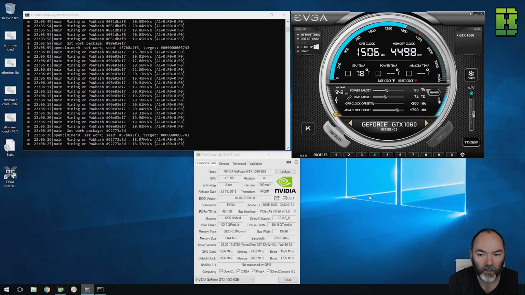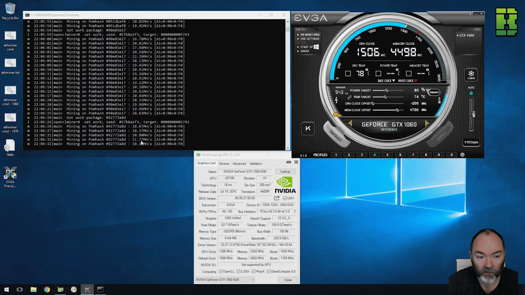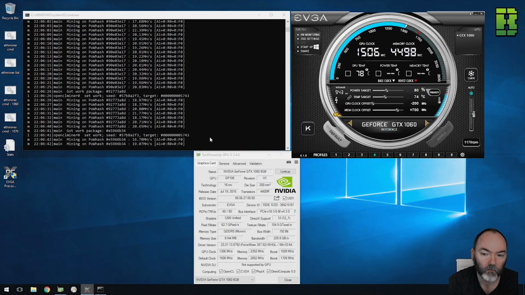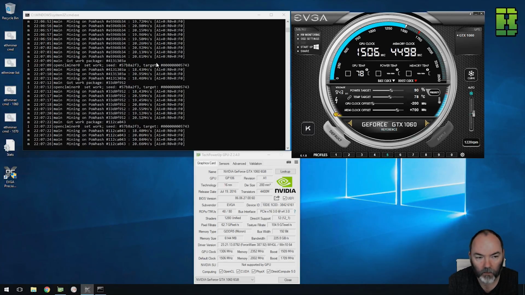Okay, so the power is on 80%. We're drawing 132 watts here. We're starting to get some 21s to late 20s here. So you're going to get definitely between 20 and 21, probably an extra megahash for an extra few watts. There's not much difference between 60% and 80% power. The main difference is the voltage, how much power you're going to draw.